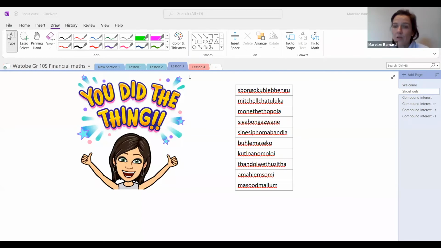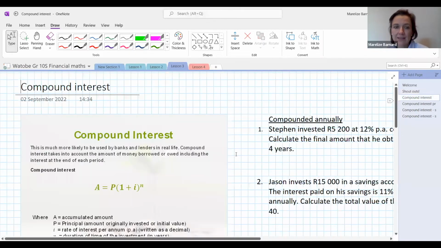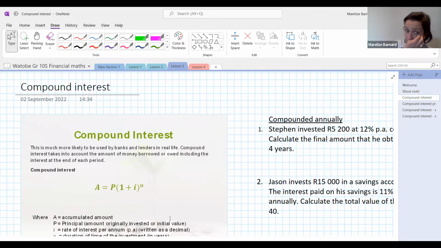So tonight we are going to focus on compound interest. And can I just see in the chat, raise your hand if you are familiar with compound interest, if you've heard of it before, if you've learned it before, just raise your hand or put a thumbs up in the chat. Grade 9. If you haven't learned it, please put a thumbs down. Just want to get a sense in the class.